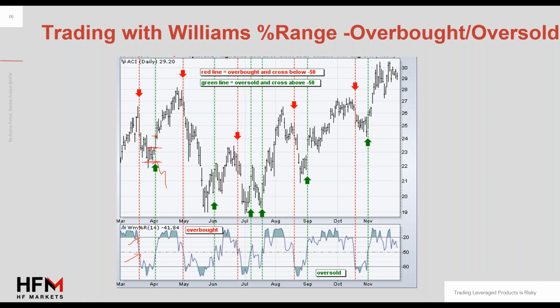So a nice entry point would have been this level over here, because we had also the confirmation from the indicator, and we had the break of the 1, 2, 3, 4, 5, 6 days range, and the closure above it.